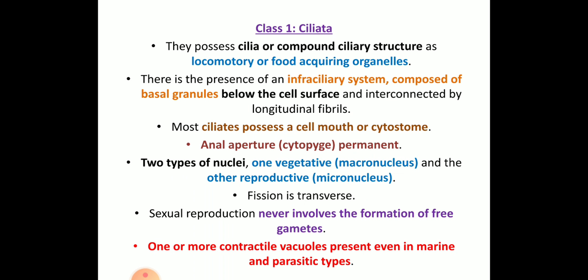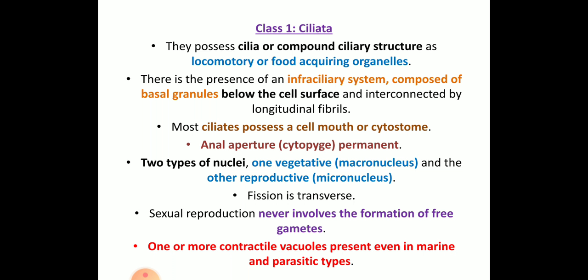The anal aperture is permanent; it is premature during the juvenile stage and it matures in the adult stage. And there are two types of nucleus. One is vegetative, that is macronucleus, and the other reproductive, that is micronucleus. Fission is transverse, sexual reproduction takes place involving formation of gametes, and one or more contractile vacuoles are present, even though they are mainly marine and parasitic forms.